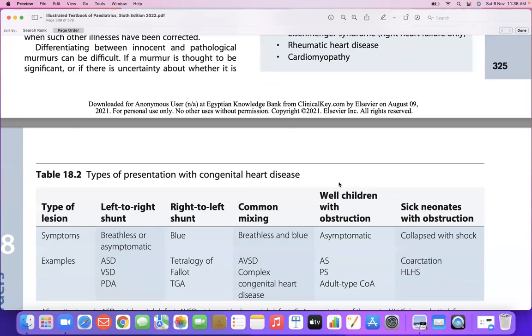So how can congenital heart disease present to you? This is very important. Again, you always have left to right shunt, right to left shunt, common mixing, well children with obstruction, and sick neonates with obstruction. With left to right shunt, usually they will have heart failure, meaning the pulmonary blood flow is more. So you see pulmonary edema, and since there is pulmonary edema, you can have breathlessness. Large VSD and AVSD can present with breathlessness, and if the VSD is small, the child can be asymptomatic.